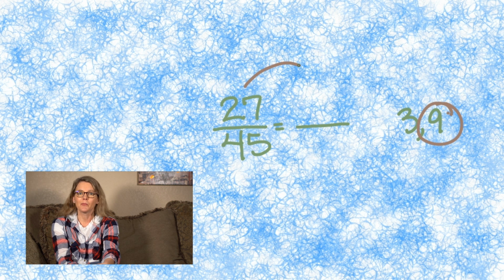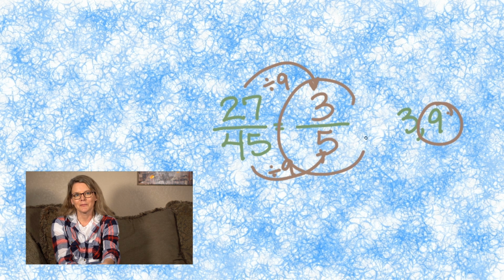Next one, 27/45. Think about what number goes into both of these. 3 and 9 do. Pick the bigger number to divide by because it is less work. So dividing the numbers by 9 gives us 27 divided by 9, which equals 3. Then 45 divided by 9 is 5, an answer of 3/5.